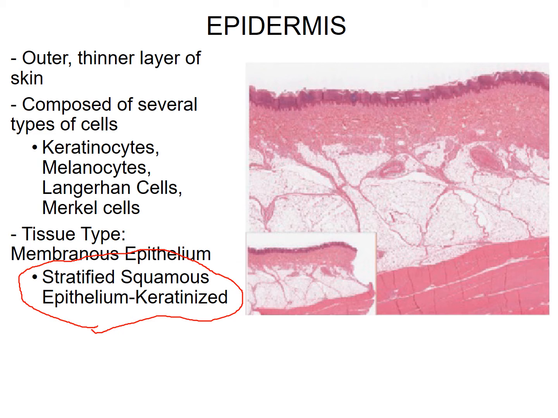So we're going to see the word keratin a lot this chapter, and you can see some of the cells, actually the most popular cells in the epidermis, are called keratinocytes. So if you had to guess what those do, you'd be right, they make keratin.